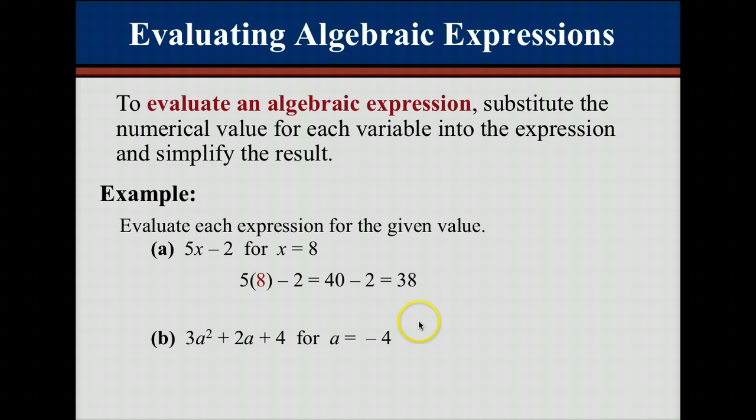And on this one we're going to substitute in a negative 4. Parentheses are critical, especially when you're talking about a negative. Substitute a negative 4 in for a. Negative 4 times negative 4 is 16. 2 times negative 4 is negative 8. When we add left to right, we've got 44.